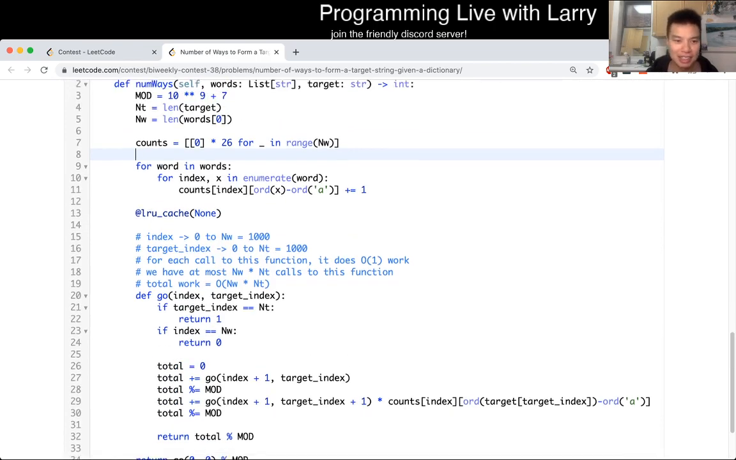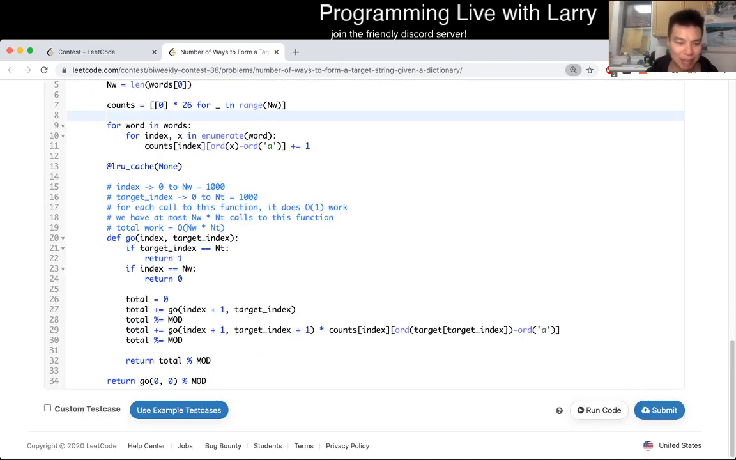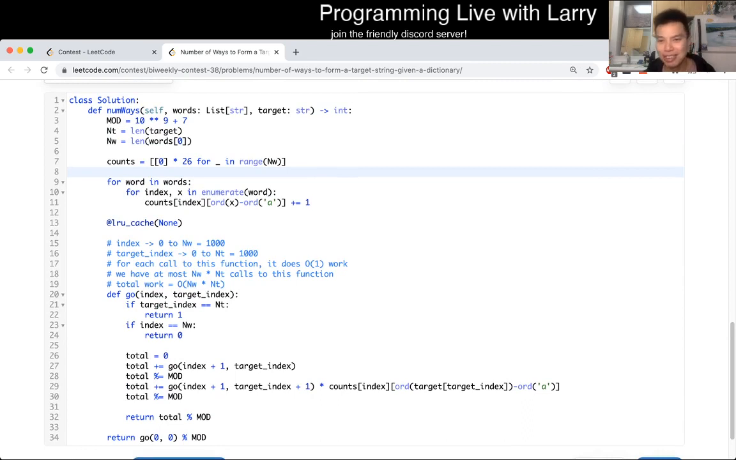Let me know what you think. Here's a little bit smaller so you can see everything. It's about 30 lines of code. So let me know what you think about this. You can watch me solve it live during the contest now.